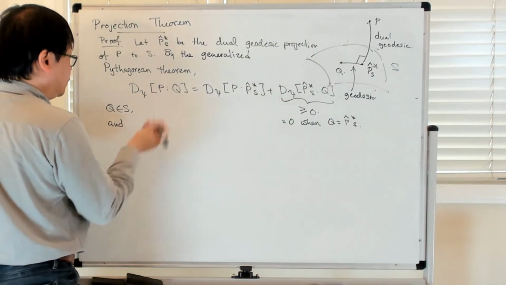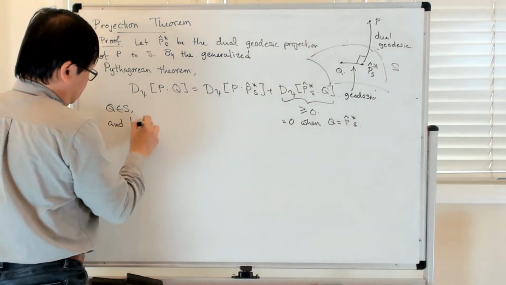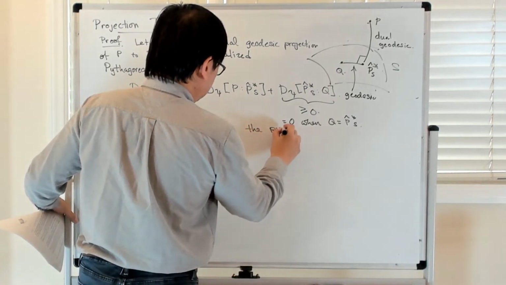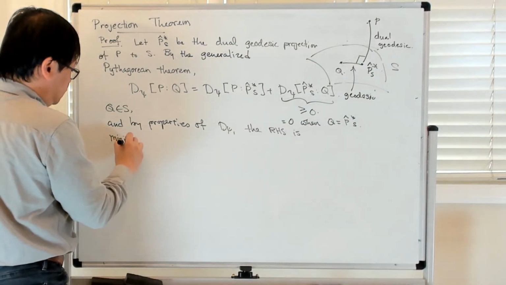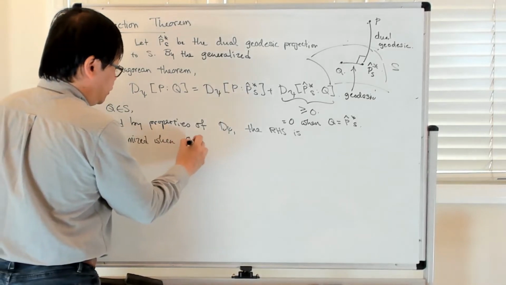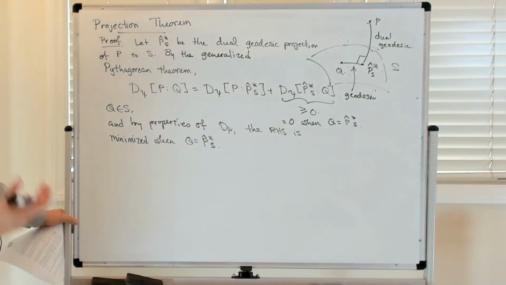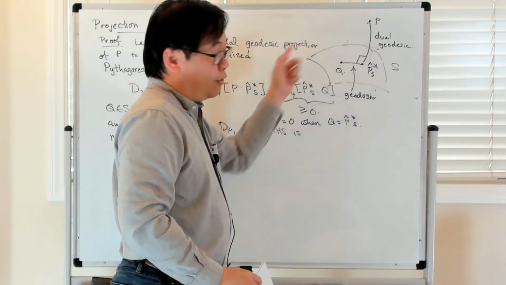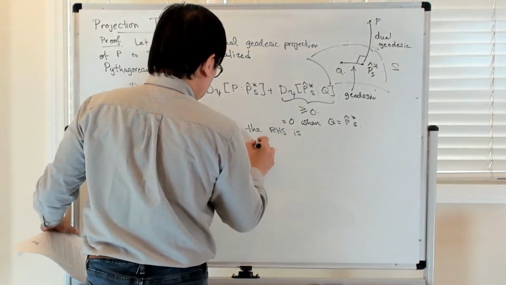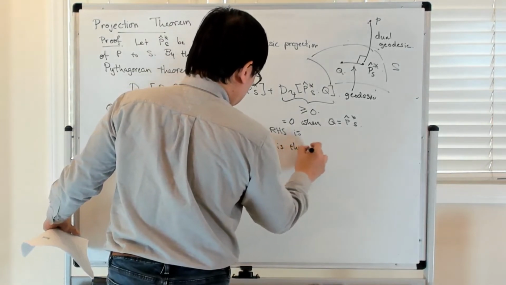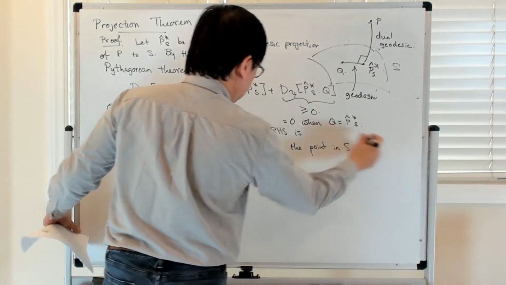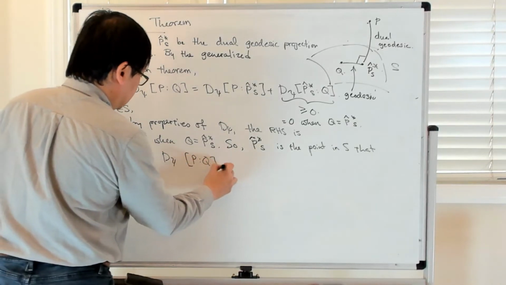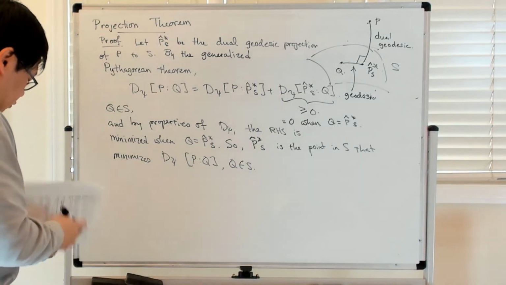And, okay, by properties of the divergence function, the right-hand side is minimized when Q is equal to P hat star S. So that means that P hat star S is the arg infimum of the divergence from P to any point on S. Okay, which is what you set out to prove. Okay, all right.